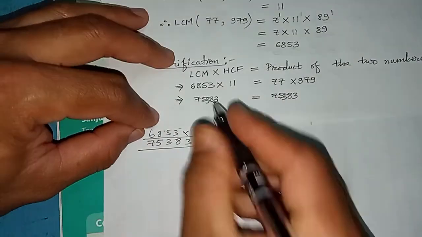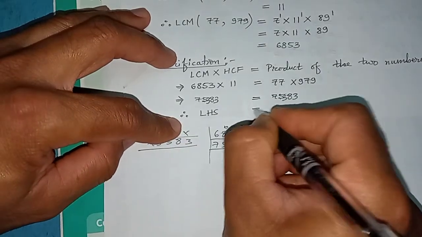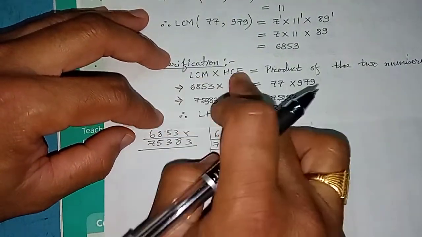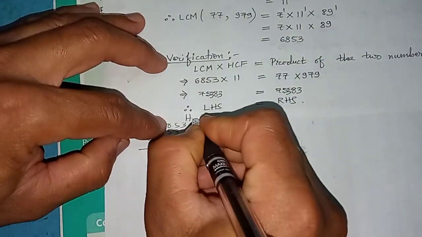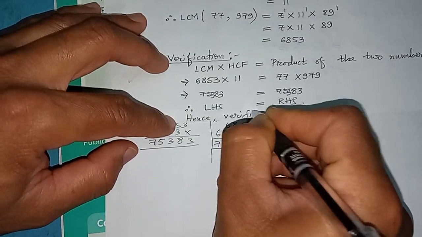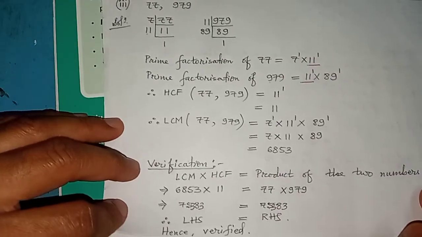Since they are the same, we conclude by saying therefore left hand side is equal to right hand side. Left hand side means the product of HCF and LCM, and right hand side means the product of the two numbers, and yes, they are equal. So we'll conclude by writing hence verified. So this sum has also been done for you.